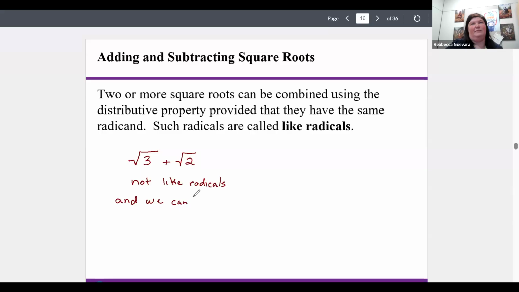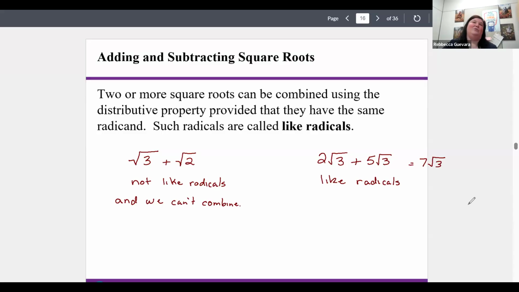And we can't combine. However, I had 2 square root of 3 plus 5 square root of 3. What we have here is now we do have like radicals. So because of that, we treat it like if we had 2x plus 5x. Well, how many square roots of 3's do I have? Well, I have 7 square root of 3. And this is what we mean by like radicals.